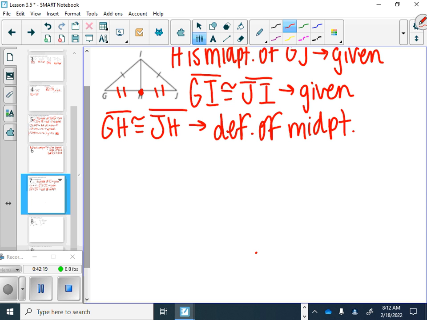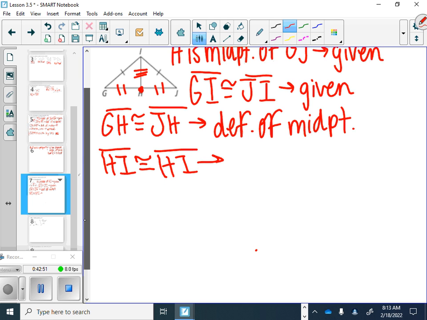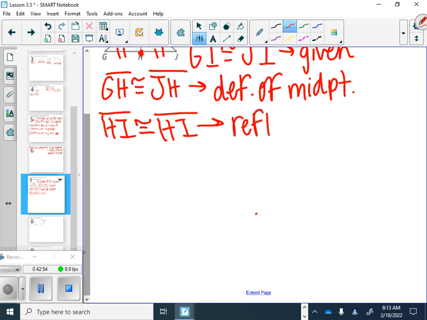HI. Just like that problem on the front, notice that HI is the same for both triangles. If I take those triangles and split them apart, they both have HI as a side. So I can say that HI is congruent to itself. And what will my reason be? Reflexive property. Same segment for both sides of the shape. Very good.